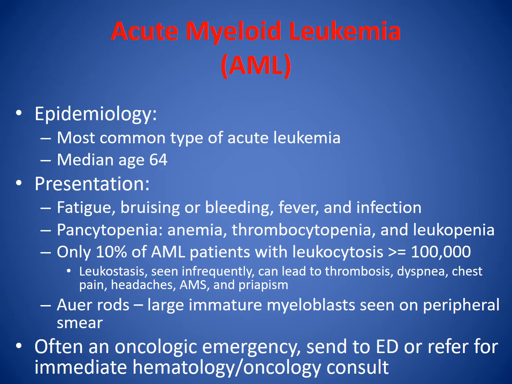Only about 10% of the AMLs actually present with a leukocytosis, or white cells over 100,000. One of the interesting pieces that you'll find is that on that peripheral smear, Auer rods are actually going to be present, and these are immature myeloblasts that will come present in the smear. If your patient presents like this and you're seeing this, this is a medical emergency.